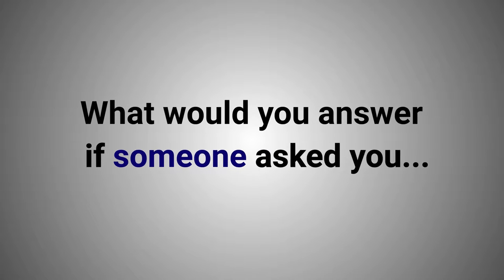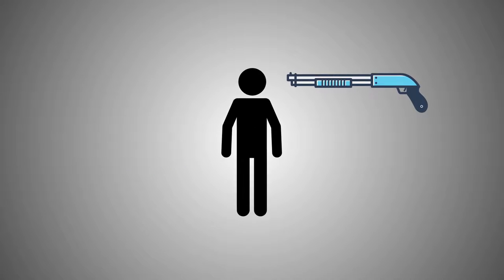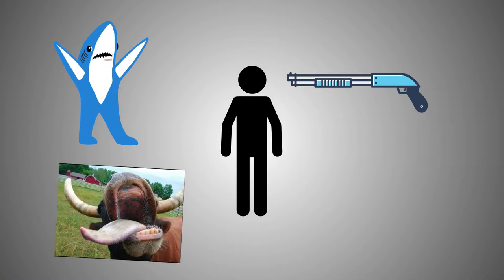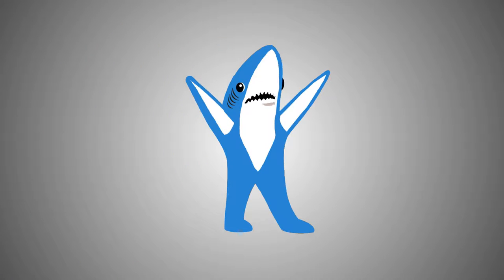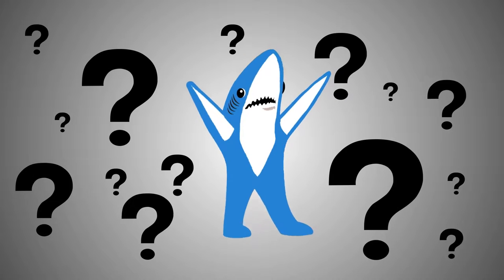What would you answer if someone asked you, which is more deadly to humans, a shark or a cow? The shark seems the obvious choice, but why? It's because of the availability heuristic.